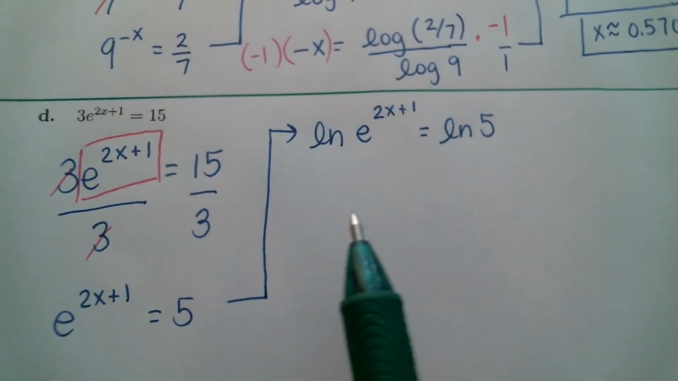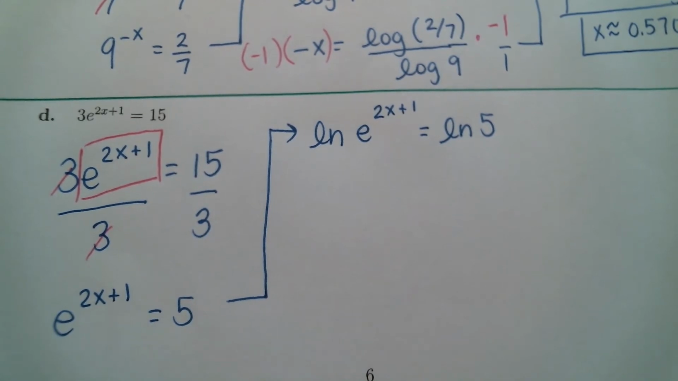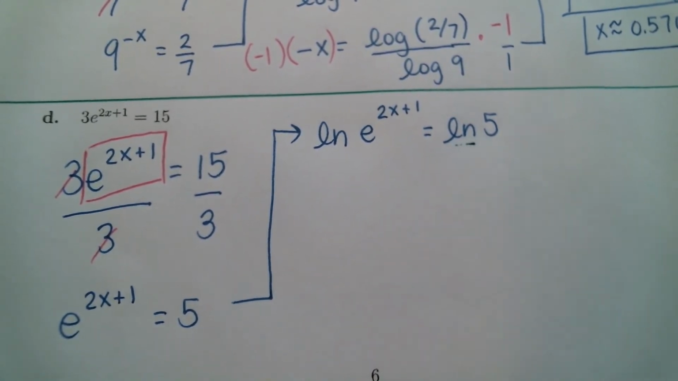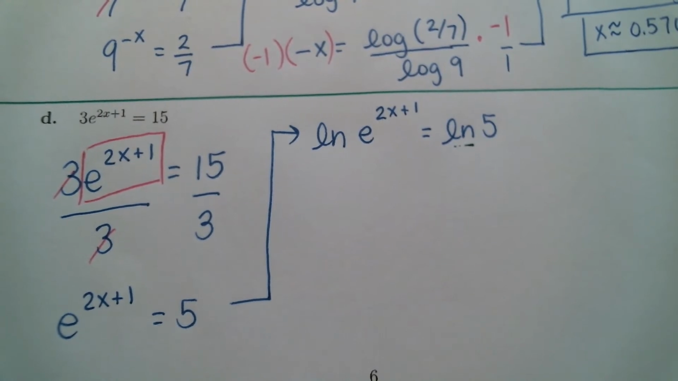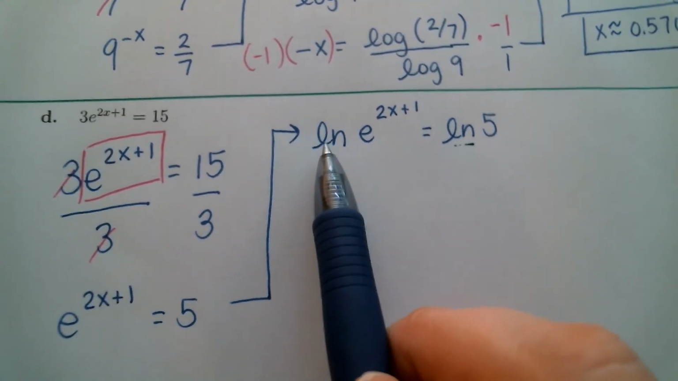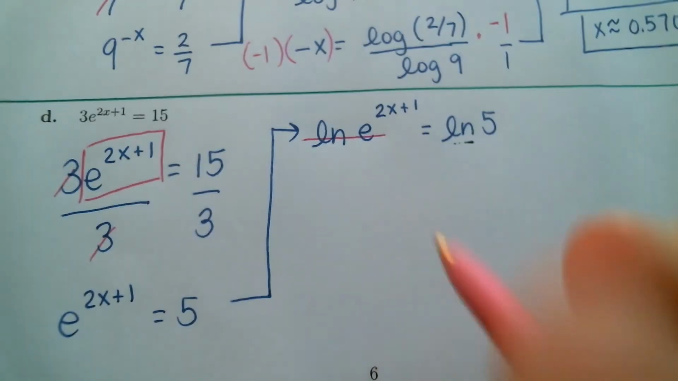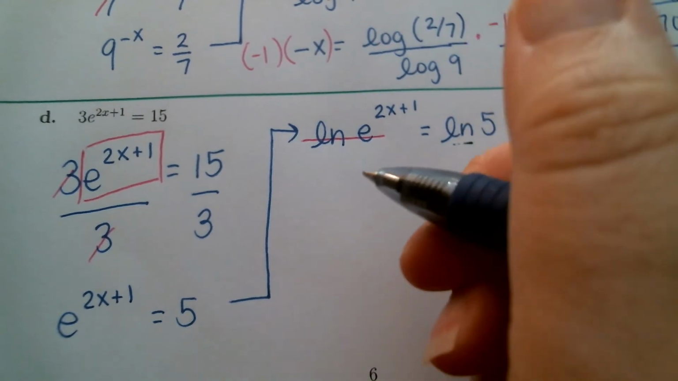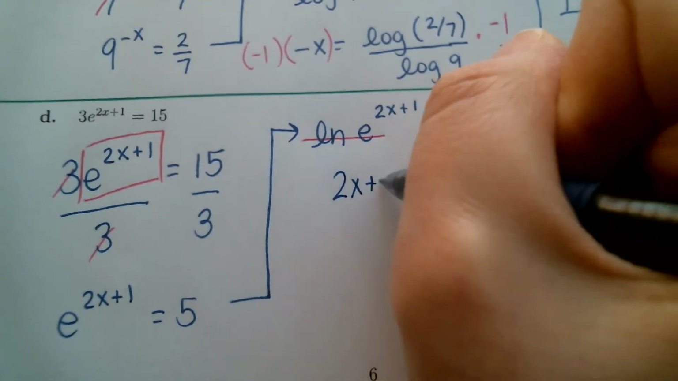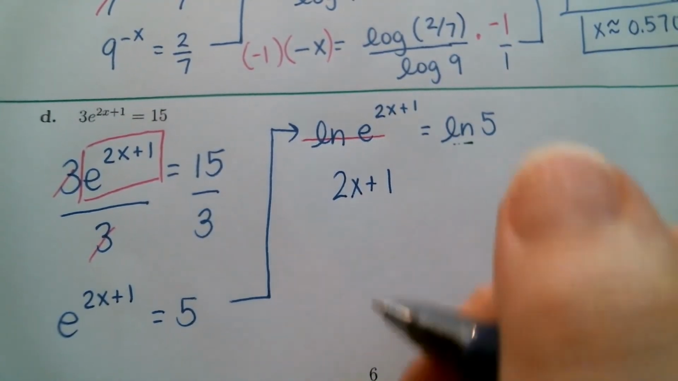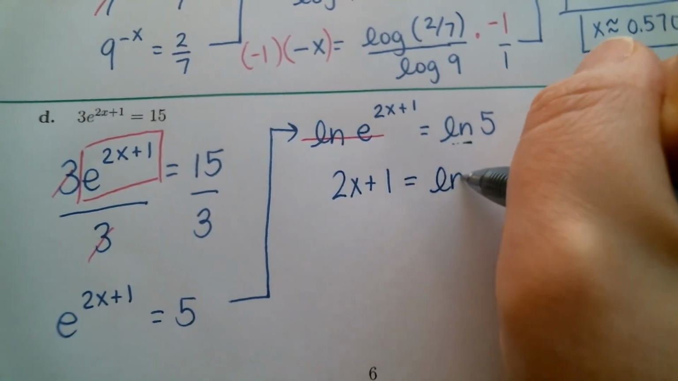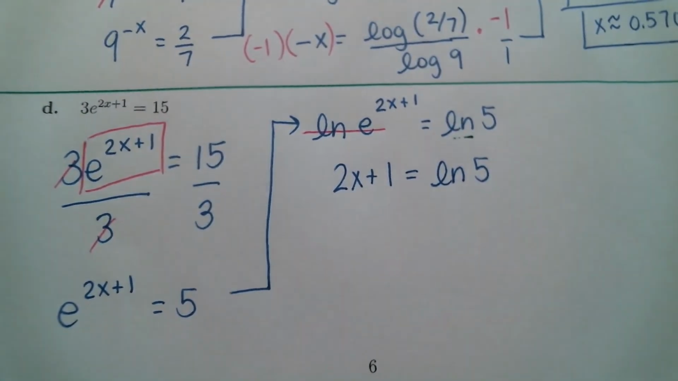Remember, natural log of 5 is just a number. You cannot get rid of this natural log now. It's there. But on the left side, remember the property: if ln and e are side by side, they cancel out and the power comes down. So the left side is going to be 2x plus 1. X is out of the power. The right side, the ln is still there. It doesn't cancel like it did on the left side. So you get 2x plus 1 is equal to the natural log of 5, just a number.